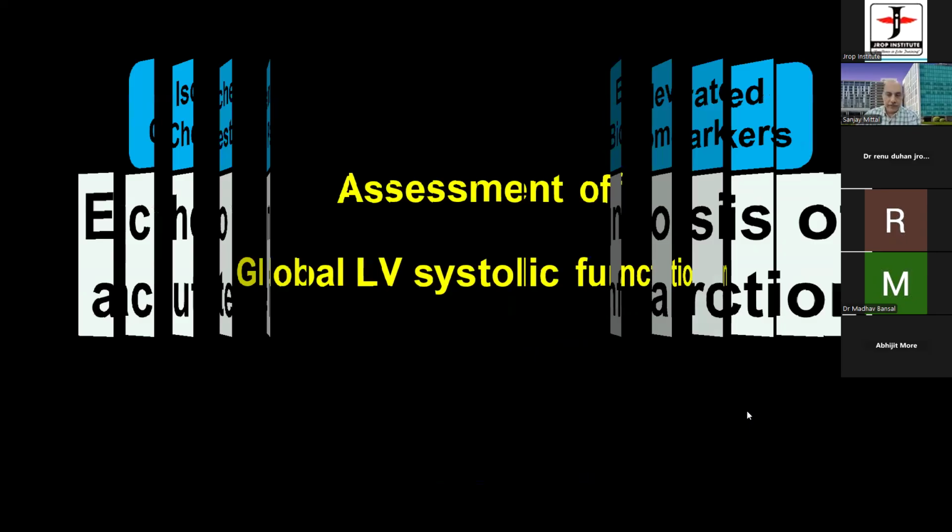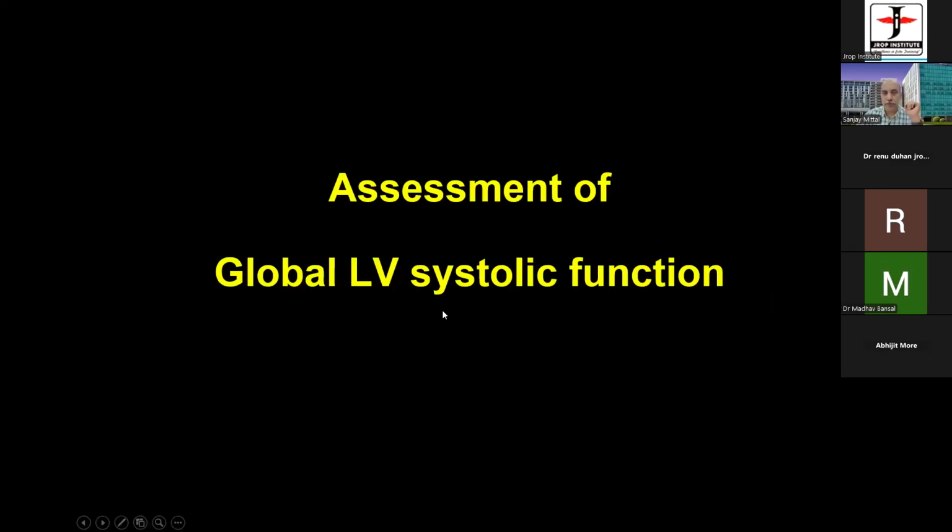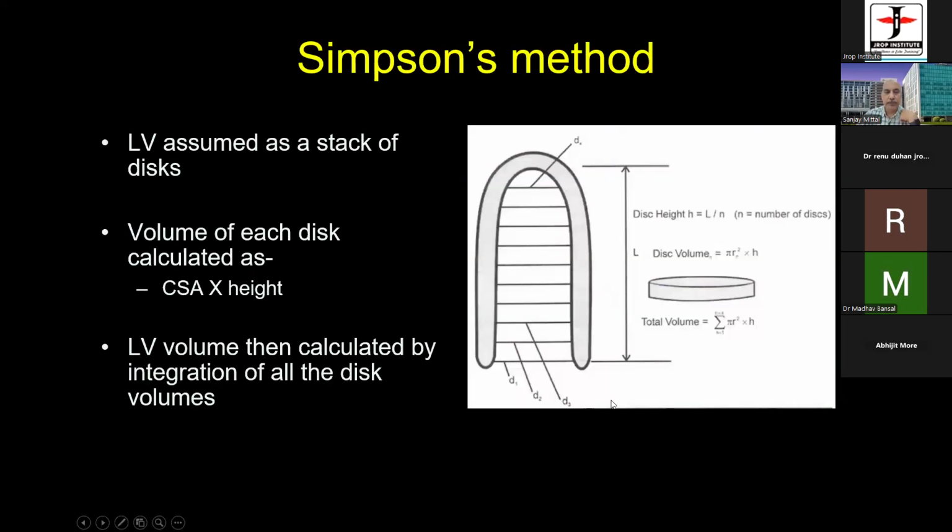Hurriedly, I'll go through the other methods. The Teichholz method of assessment, Simpson's and modified Simpson's method, especially the biplane view, is the best way to look at all these cumulative disk assessments to get us the volumes, diastolic and systolic, and calculate the ejection fraction, just like in this particular method.